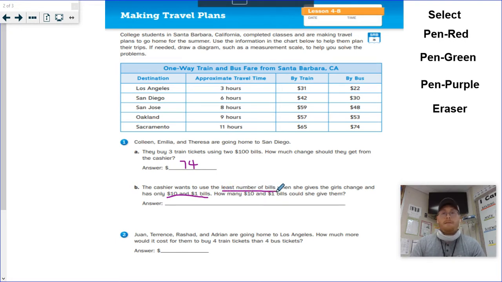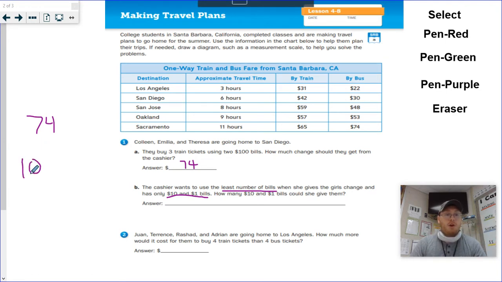Okay. She doesn't have 5s. She doesn't have 20s. She doesn't have hundreds. She doesn't have any of those. She only has tens and ones. So how much money or how much change did the girls get back? They got back $74, right? Well, I want to try to make the least number of bills. So am I going to start with the $10 or the $1? Well, in this case, I'm going to start with the $10 because it's the most money that the cashier can give them back.